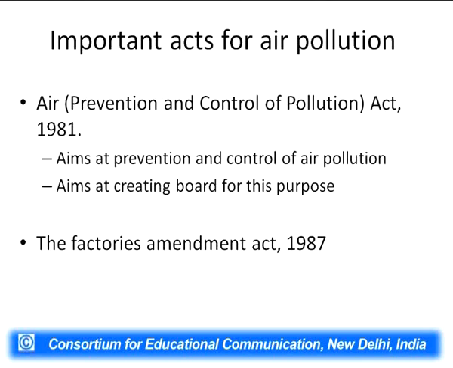Now, I should tell you about some of the air pollution acts. It was enacted in 1981, and is also known as the Prevention and Control of Air Pollution Act. It aims at the prevention and control of air pollution. It also aims at creating a board for this purpose. And in 1987, the Factories Amendment Act was enacted.